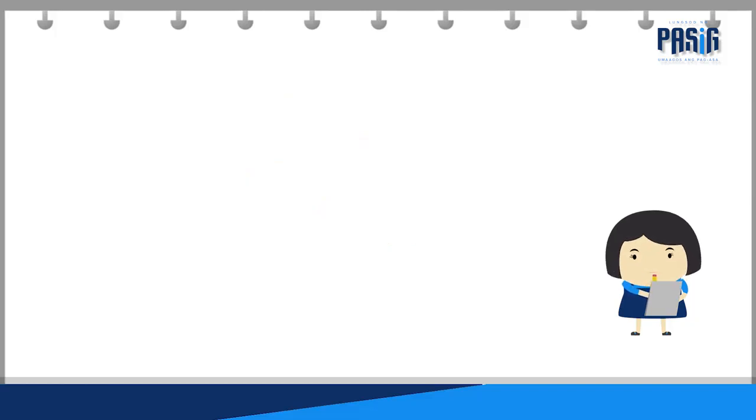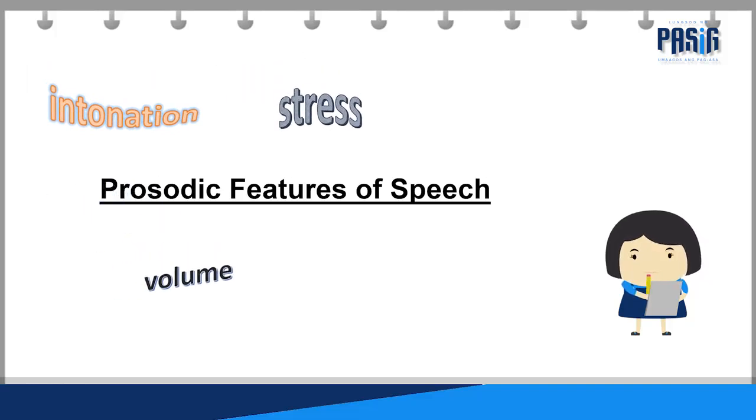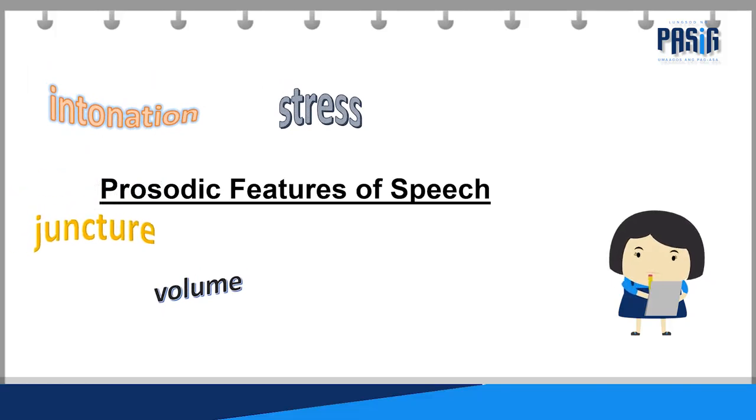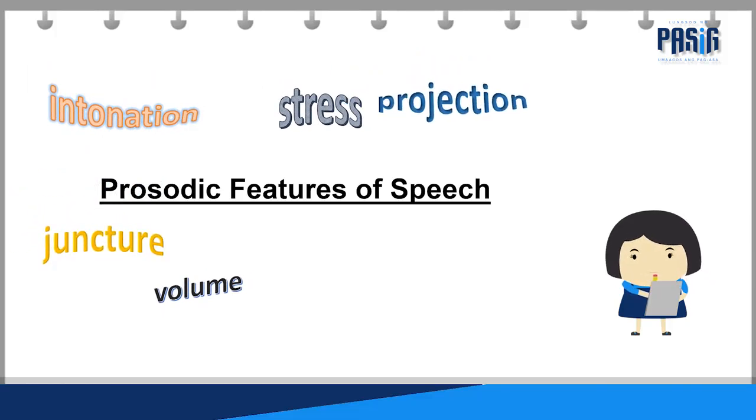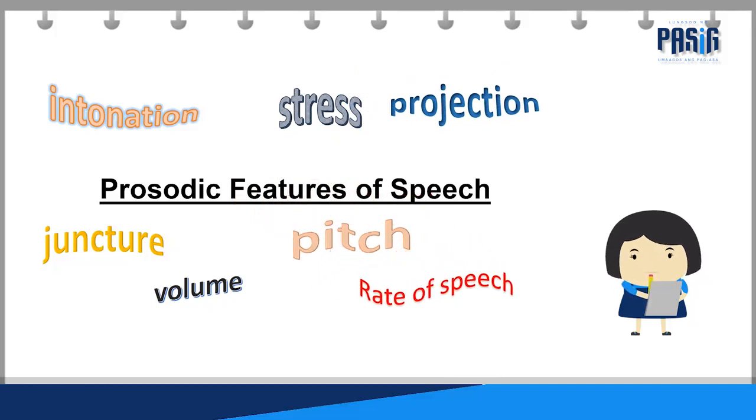When you were in grade 7, you learned that prosodic features of speech are features that appear when we put sounds together in connected speech. You learned about intonation, stress, volume, juncture, projection, pitch, and rate of speech. These things are important to properly deliver the message we want to convey to our listeners.